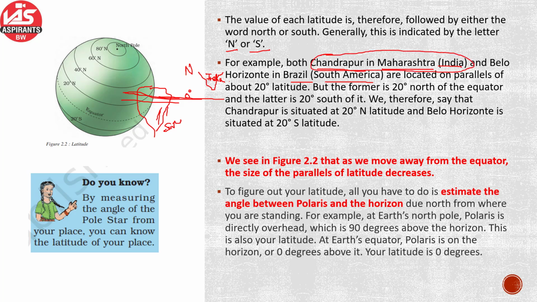so India would obviously lie in the north zone, so this would be a north latitude. Whereas if I talk about this city Belo Horizonte in Brazil, South America, this is actually located in the south, but both of them are located at the latitude of 20 degrees.